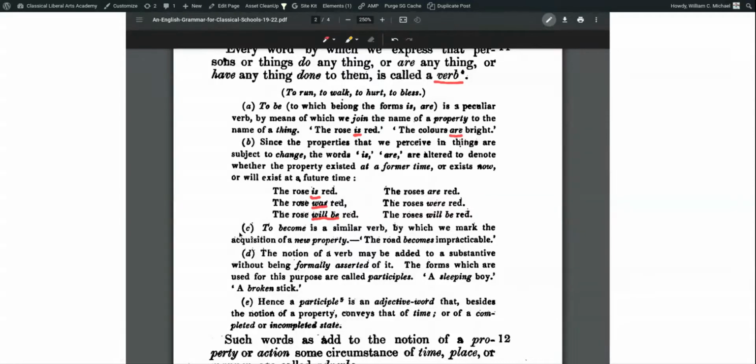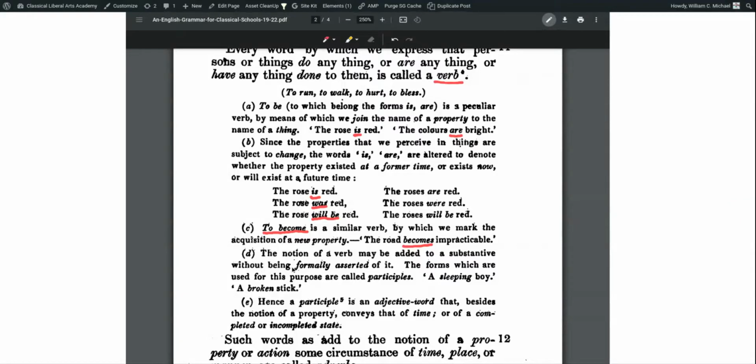Next, note C. To become is a similar verb by which we mark the acquisition of a new property. The road becomes impracticable or impossible to drive on. The road becomes, that means it acquires some new property. It wasn't impracticable before, but it has become, or it becomes impracticable. So to become is another example of a verb.